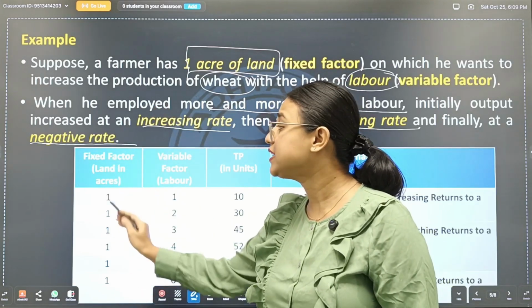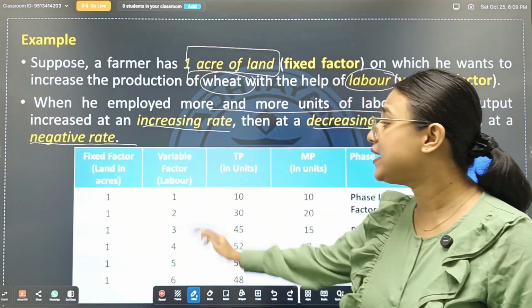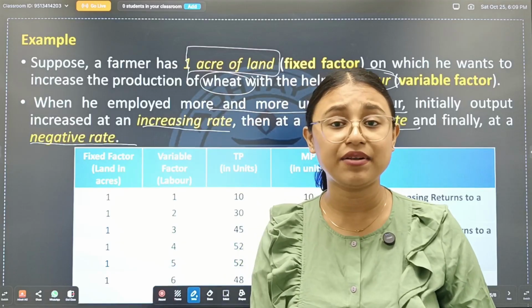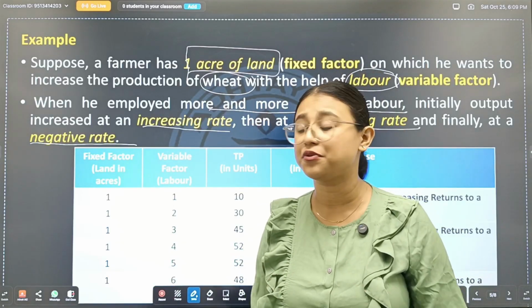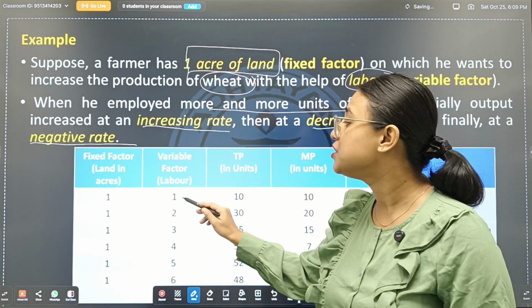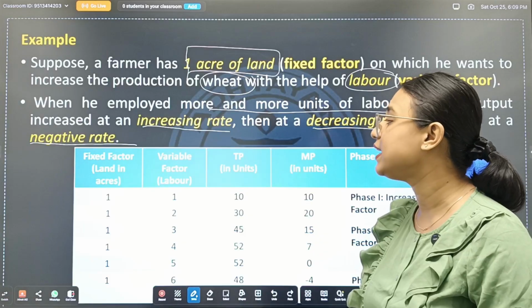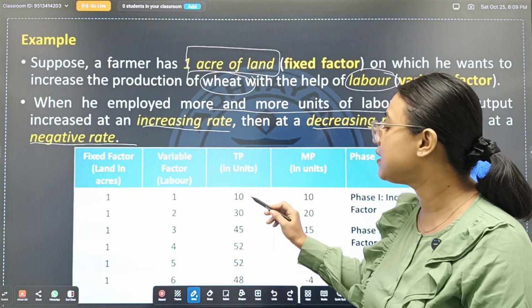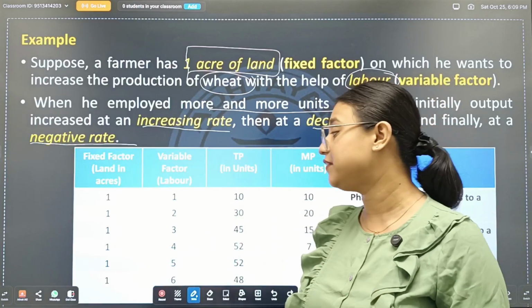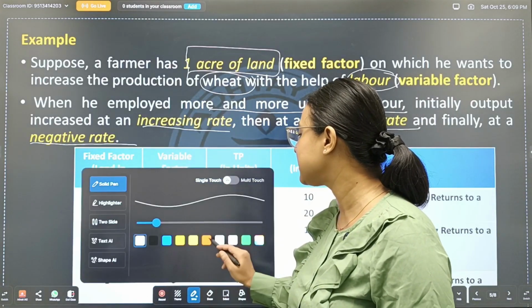In the schedule, the fixed factor we have kept constant: 1 acre of land. The variable factor: the farmer uses different units of variable factor, because the output will increase because of it. Let us take this variable factor to be labor. So 1, 2, 3, 4, 5, as the variable factor increases, the total product keeps increasing, but here what we need is the rate of increase in total product.